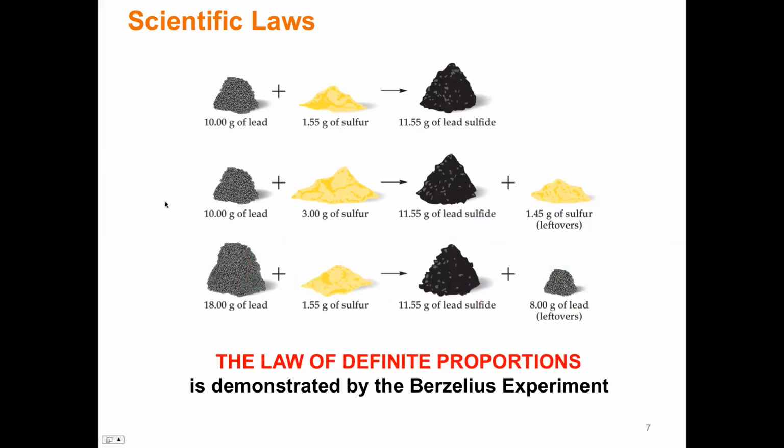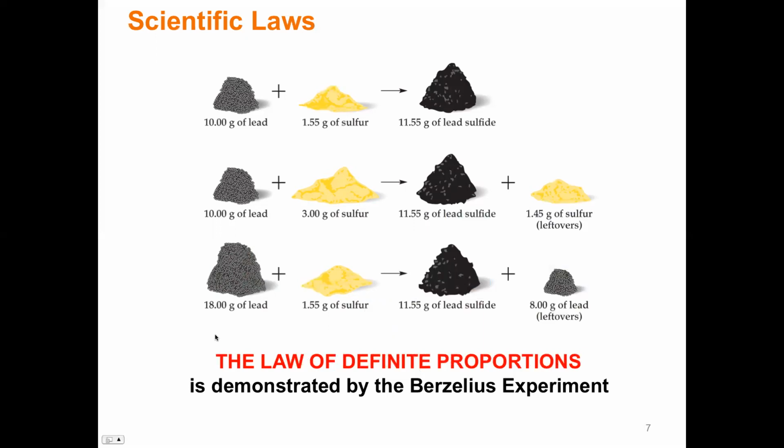Now, if you started with 10 grams of lead and 3 grams of sulfur, you're still going to get 11.55 grams of lead sulfide, and you're going to have some leftover sulfur. All right. So these things can only be combined in certain amounts, and that's how it works. So this is the law of definite proportions.